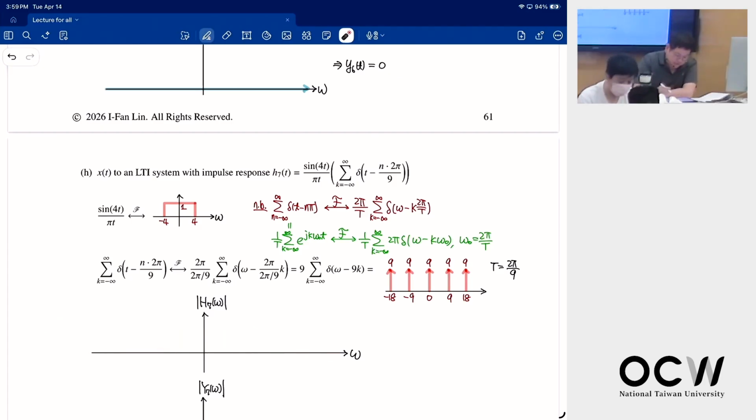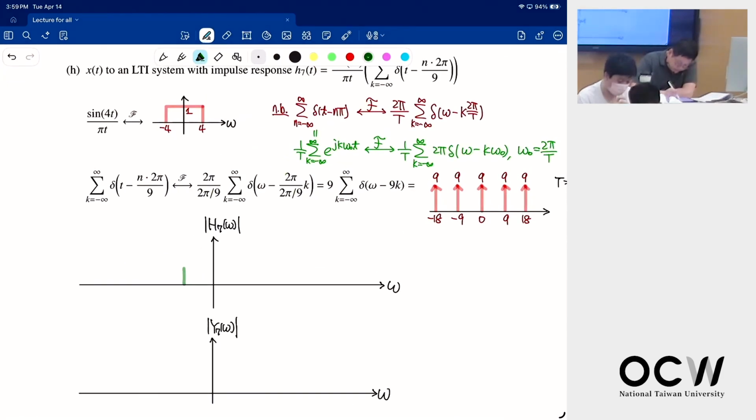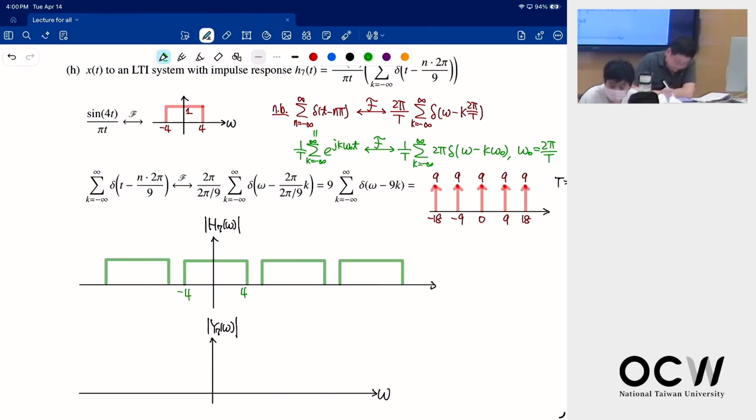Okay, let me plot this. From minus 4 to 4, and then 5 to 13. The middle is 9. The second middle is 18, from 14 to 22. The magnitude is 9 over 2 pi. Here's 0. Minus 5, minus 9, and minus 13.